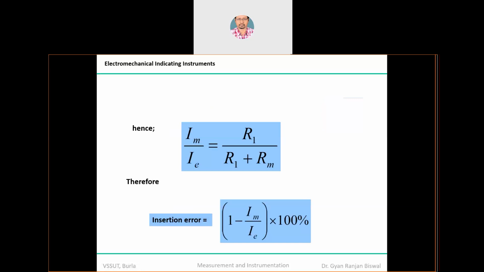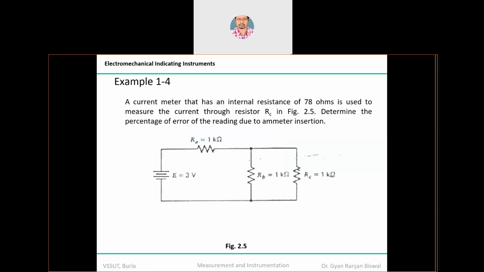So can I find out the insertion error? Yes, the insertion error is 1 minus Im upon Ie. So what is the ratio of Im upon Ie? Im upon Ie is equal to R1 upon R1 plus Rm. Remember, your denominator is high. So the ratio of Im by Ie is always less than 1. This will give you a positive amount of insertion error. That means there will definitely be some insertion error whenever you connect an ammeter to measure the current. You can reduce it, but you cannot make it zero.